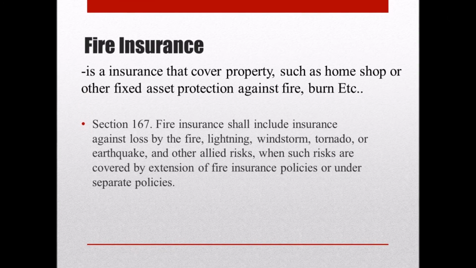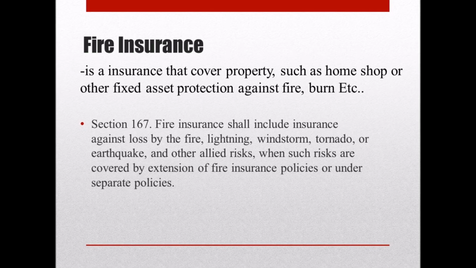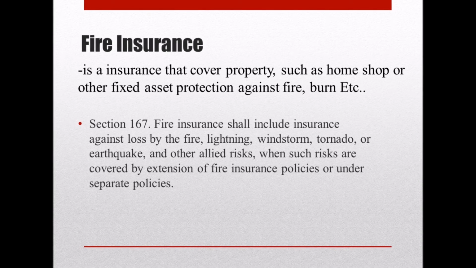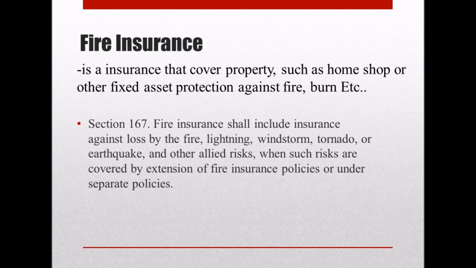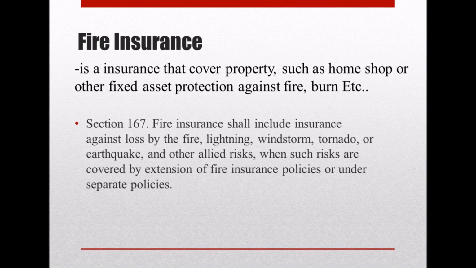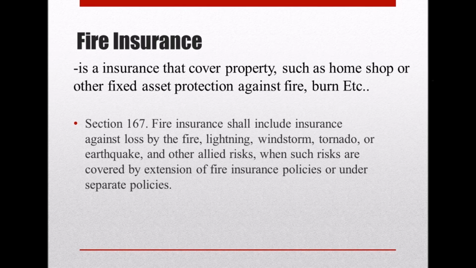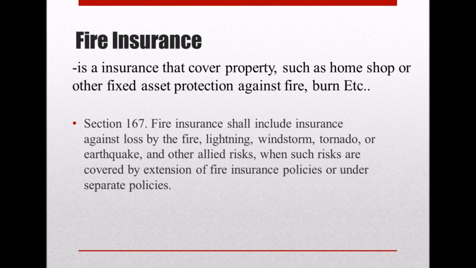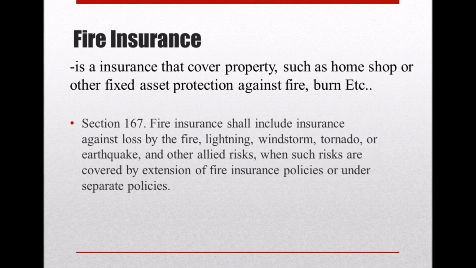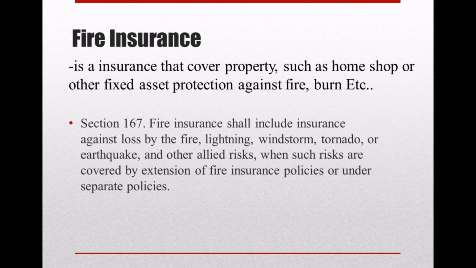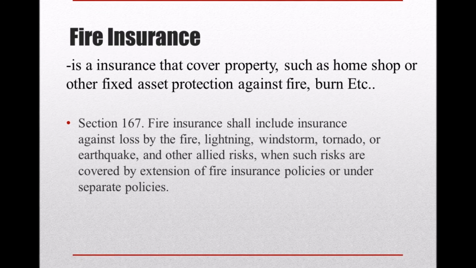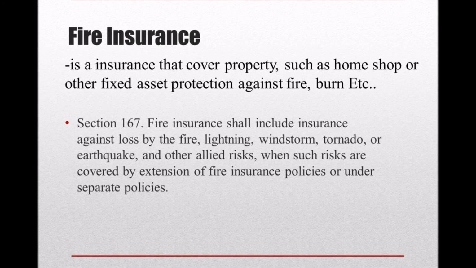Fire insurance is insurance that covers property such as a home, shop, or other fixed asset against fire and the like. The law states in Section 167 that fire insurance shall include insurance against loss by fire, lightning, windstorm, tornado, or earthquake, and other allied risks when such risks are covered by extension of fire insurance policies or under separate policies. Fire insurance is essentially a contract of indemnity. In this insurance, only a hostile and not a friendly fire is insured against.